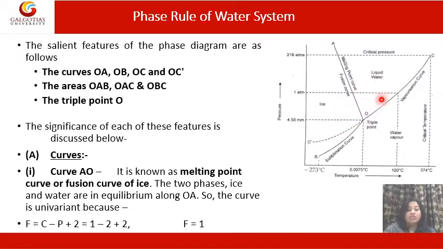So, by increasing pressure, the upper point of the curve OA is 2000 atmosphere and minus 20 degrees Celsius. Beyond this point, one type of ice changes into another solid, but the solid-liquid equilibrium still remains there. This system is univariant and the degree of freedom is 1, which is easily shown by the phase rule equation.